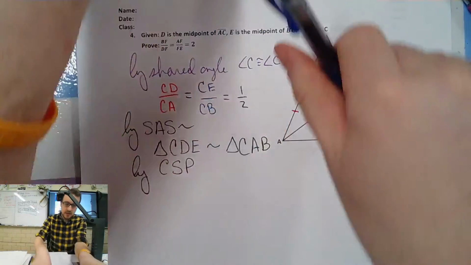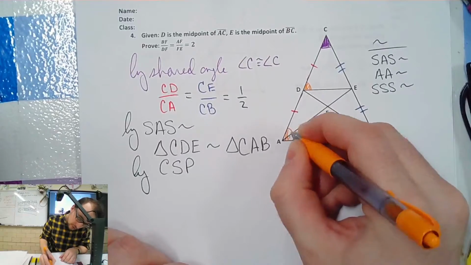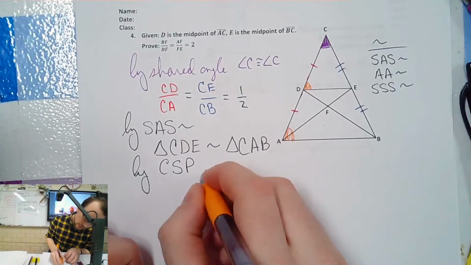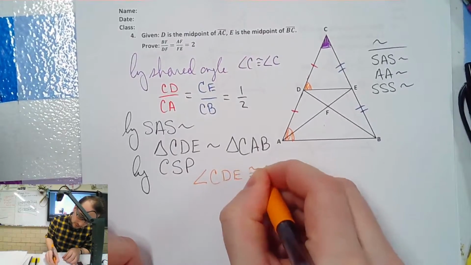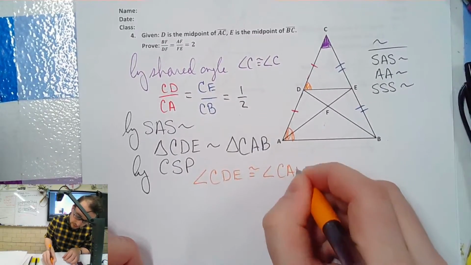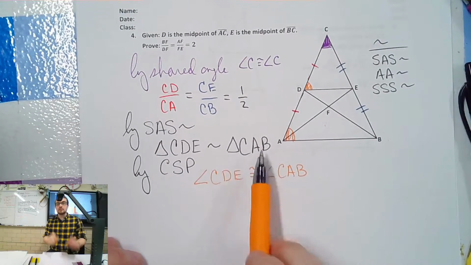So I get that this angle and this angle are congruent by CSP. So I'm going to write that angle CDE is congruent to angle CAB. Now, for this one, I was fortunate that it was all in the right order, right? It was first, second, third.